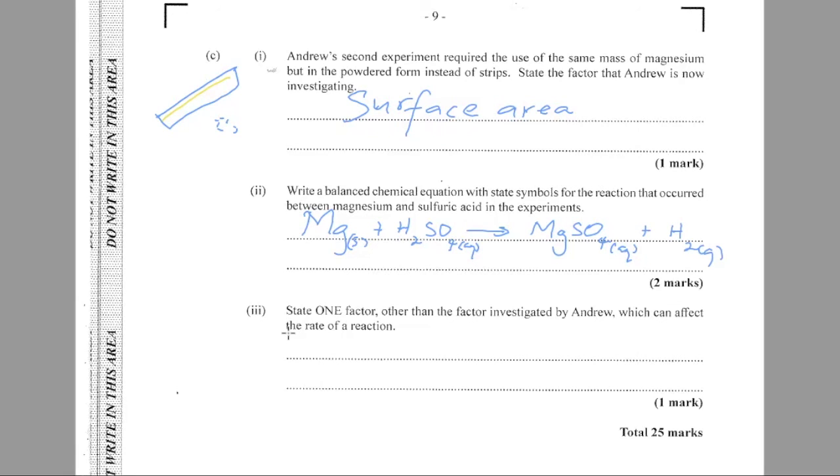So surface area or particle size is out. So the next thing would be temperature. Temperature is another factor that could affect the rate of this reaction. Or we could also give concentration. Altering the concentration of the acid could affect the rate of the reaction. All right, and just like that, we would have gotten full marks, 25 marks.